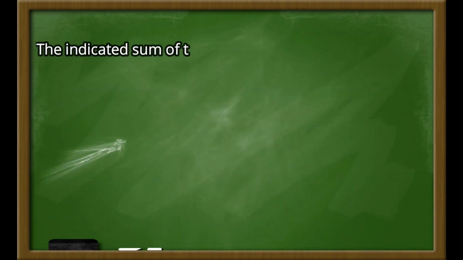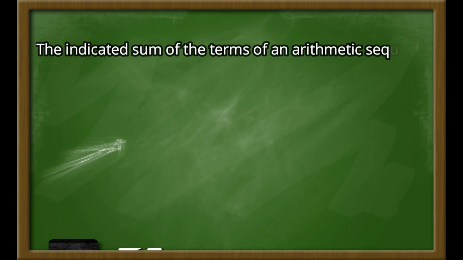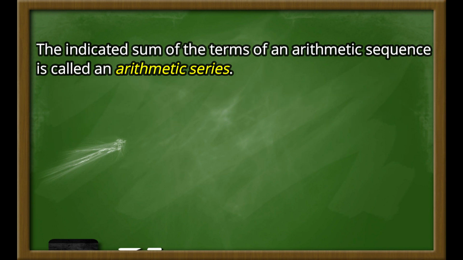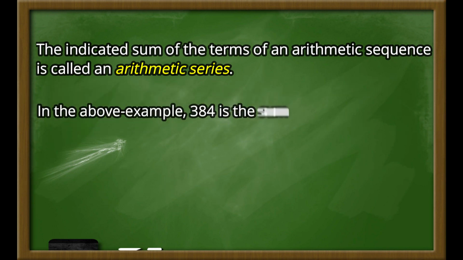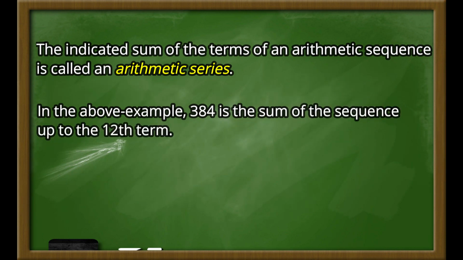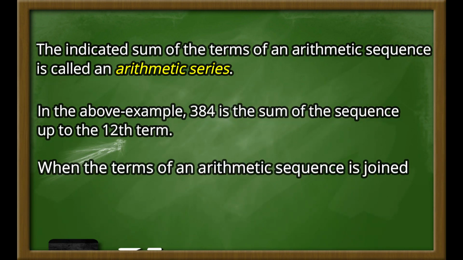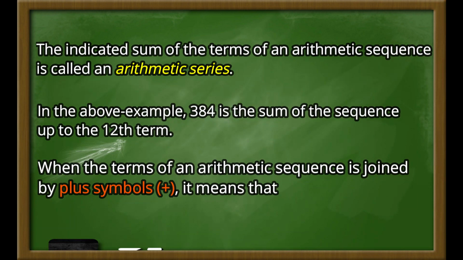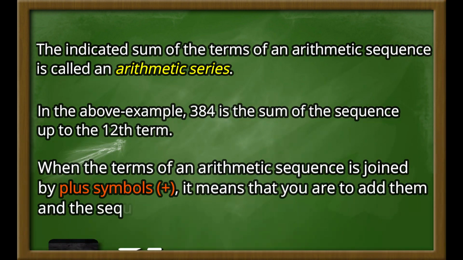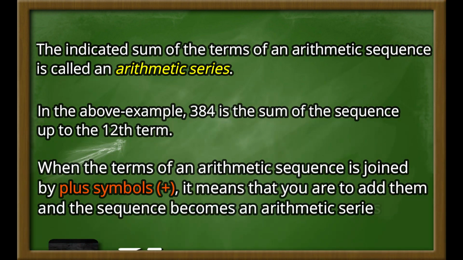The indicated sum of the terms of an arithmetic sequence is called an arithmetic series. In our example, 384 is the sum of the sequence up to the 12th term. When the terms of an arithmetic sequence are joined by the plus symbol, it means that you are to add them and the sequence becomes an arithmetic series.